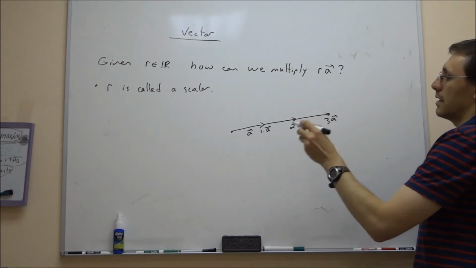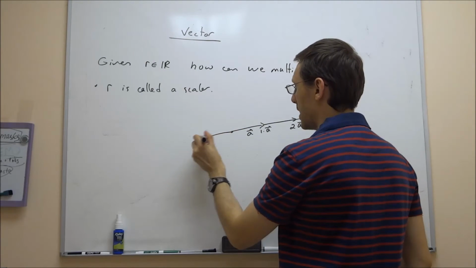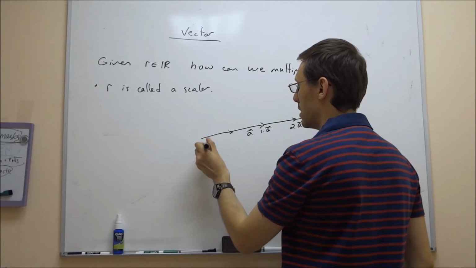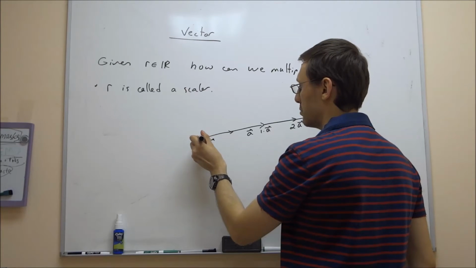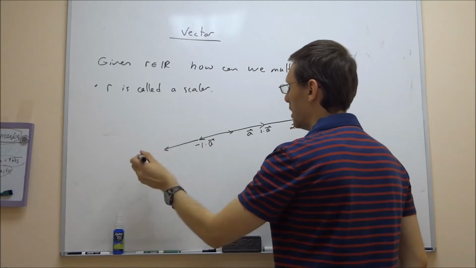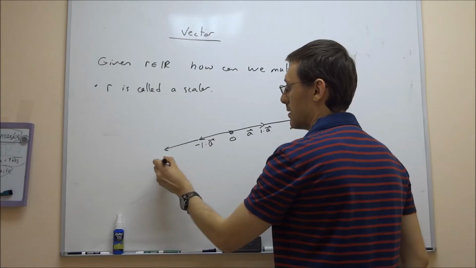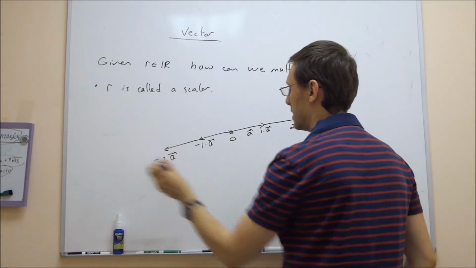On the other hand, if we multiply by a negative scalar, you can think of this as moving back in time. So this is -1 times a, that would show this direction. -2 times a moves you twice from the origin, etc.